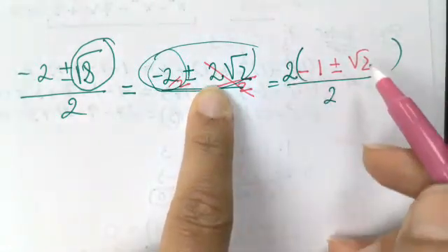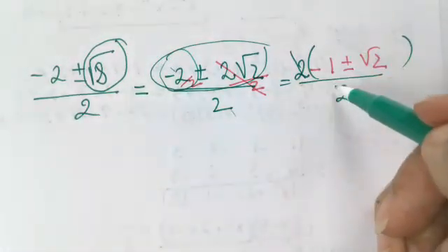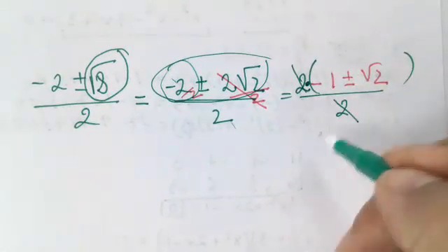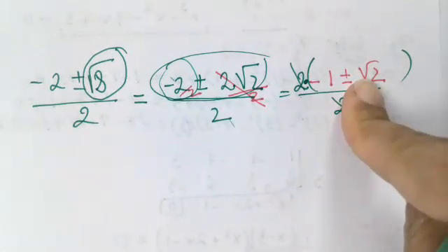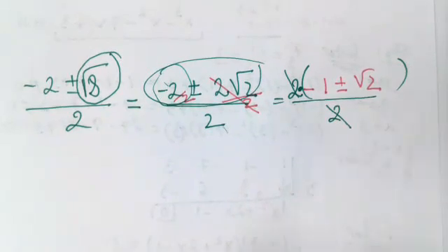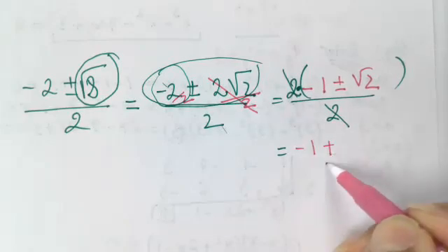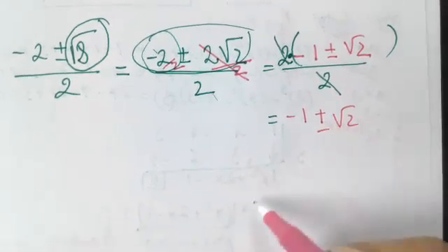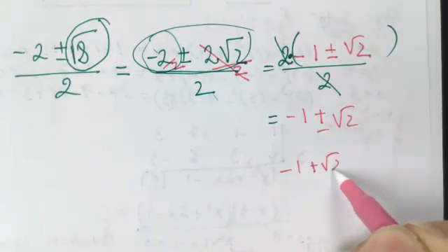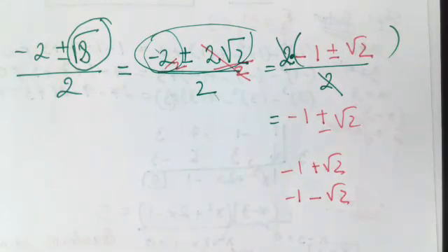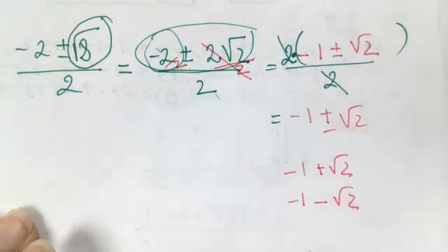Okay, now I factored, I can cancel these 2's in front. Because now I have 2 times something, I can cancel the 2 at the bottom. And you're left with -1 plus minus square root of 2, and you can split it up into -1 plus square root of 2, -1 minus square root of 2, okay? Okay.